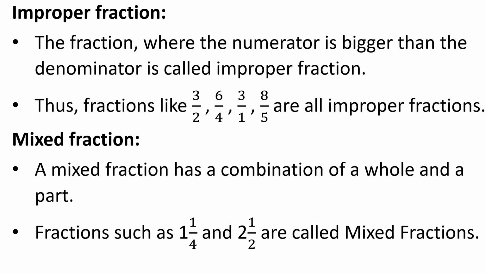Studying proper fraction, we will go ahead with improper fraction. The fraction where the numerator is bigger than the denominator is called an improper fraction. Thus, fractions like 3 by 2, 6 by 4, 3 by 1, 8 by 5 are improper fractions. After that, let's go ahead with mixed fraction. A mixed fraction has a combination of a whole and a part. Fractions like 1 integer 1 by 4, and 2 integers 1 by 2 are called mixed fractions.